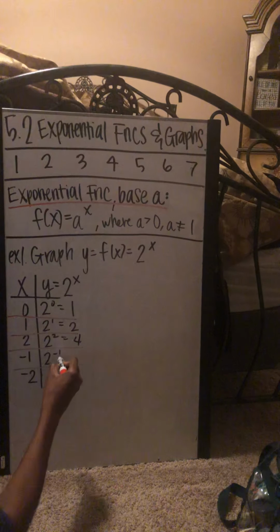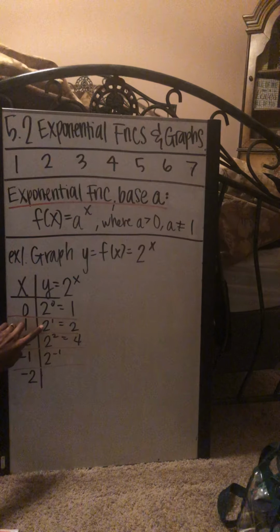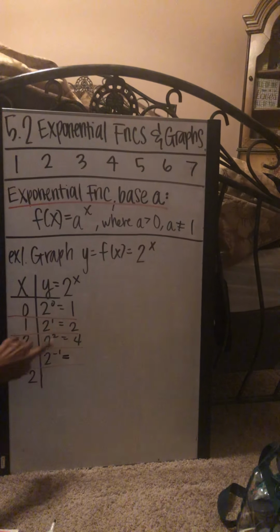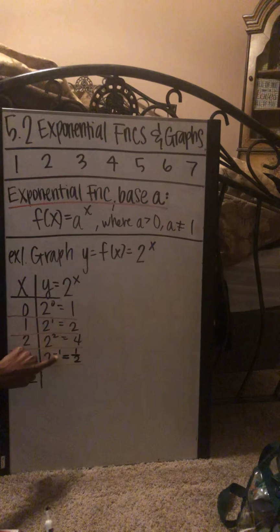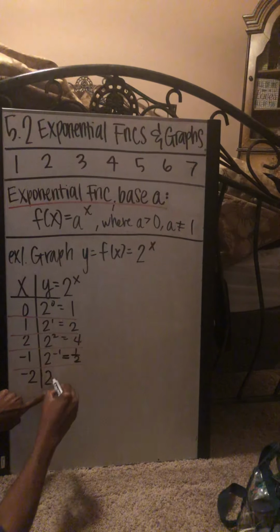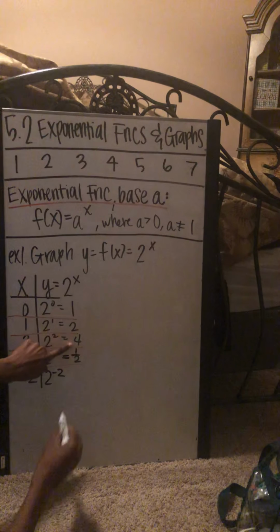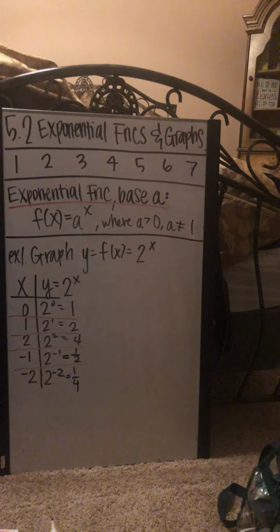This one's 2 to the -1. The cool thing about these exponents, if you have a negative, it's going to be the same thing as the positive, but the reciprocal. So, since +1 is 2, that means -1's reciprocal is going to be 1 over that number, okay? And then 2 to the -2, we go to the +2, which is 4. So that's going to be equal to 1 over 4, okay?